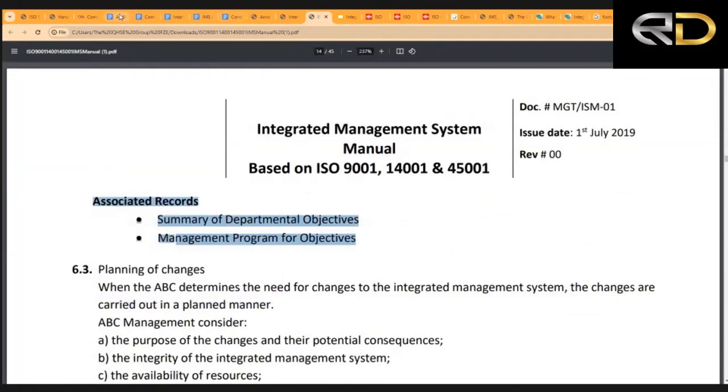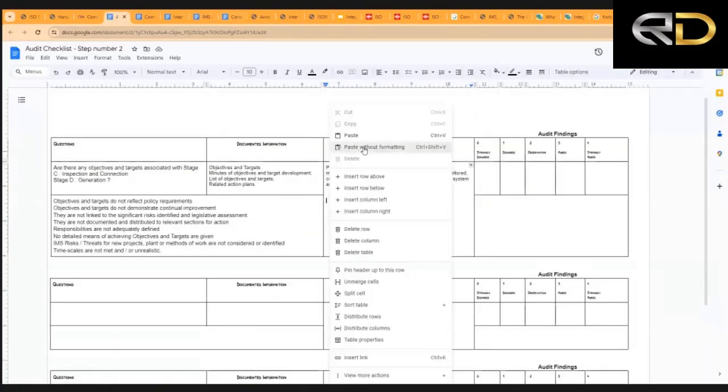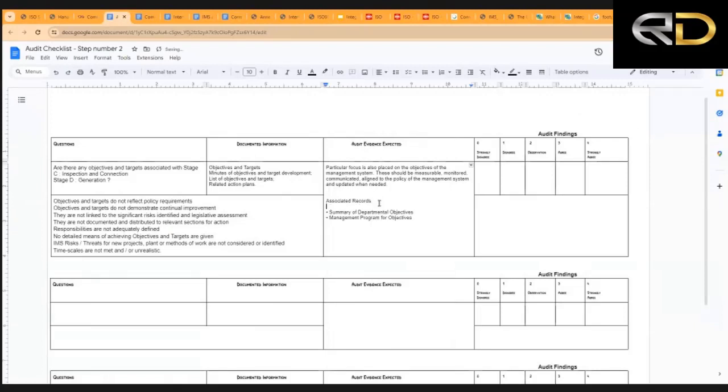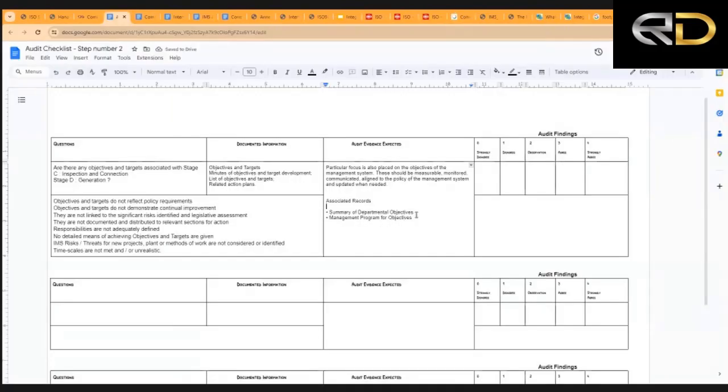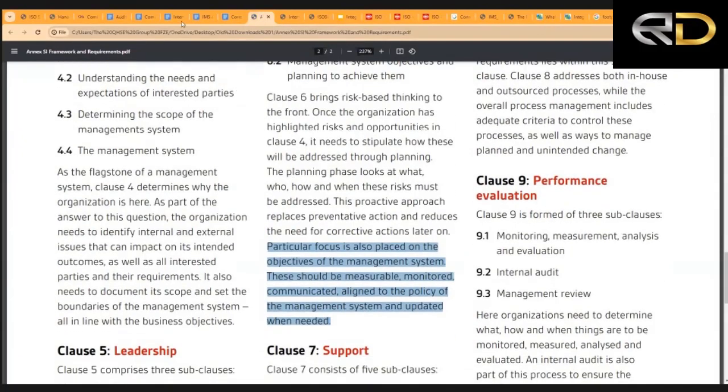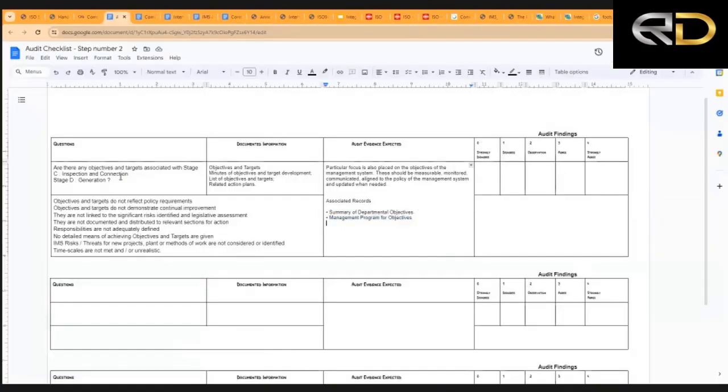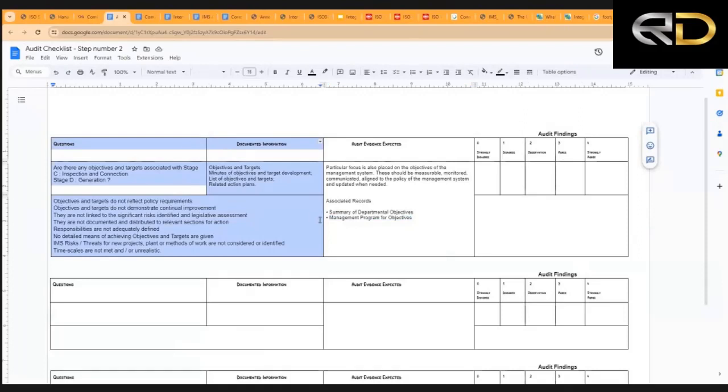These two associated records are what I'm going to request from the organization. So when I go to step number 6 and step number 7, I'm going to request the summary of departmental objectives and also the summary of objectives and program. And I expect to see this right here. So this is what I'm going to do. There you have it, and that is basically how you do it. So I'm going to take this document right here.